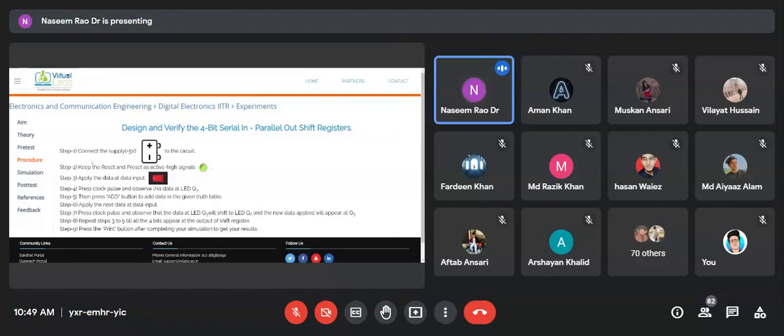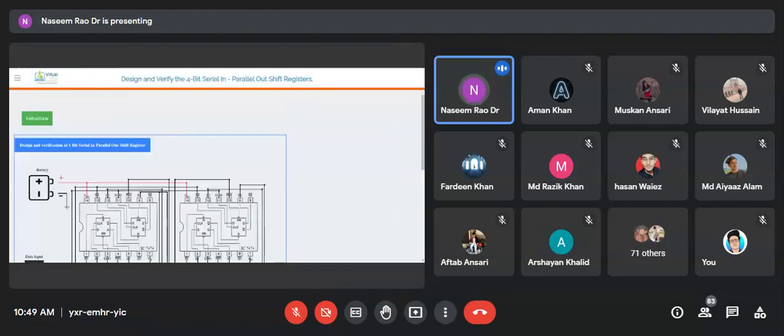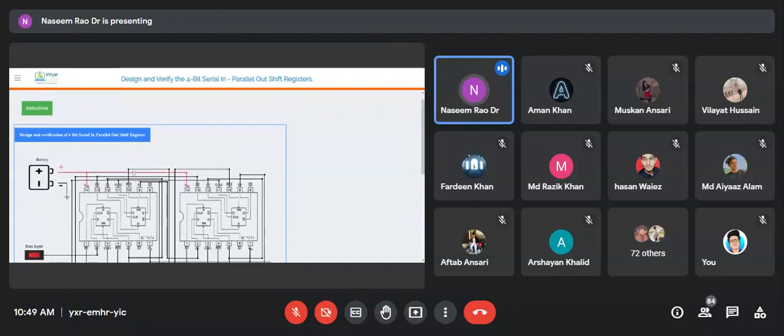Procedure: connect the supply to the circuit, keep the reset, press preset, and press the clock pulse and observe the data on LED Q3. Then press the add button to add data to the given truth table, and apply the next data. Then we go to the simulation procedure.